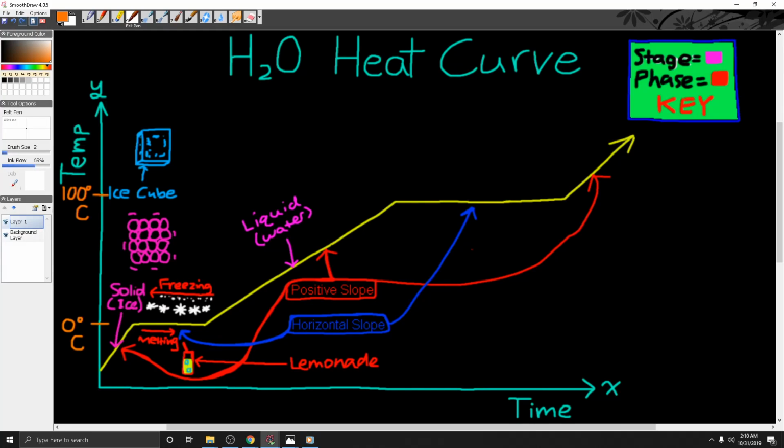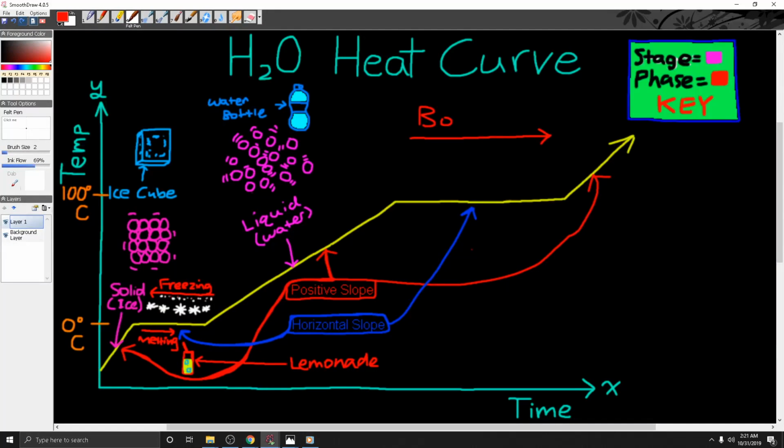On the microscopic scale, liquid molecules are relatively close together with no regular arrangement. Liquid molecules also vibrate, move about, and slide past each other. On the macroscopic scale, think of liquid water as water in a bottle. At 100 degrees Celsius, water hits the boiling and condensing phase.